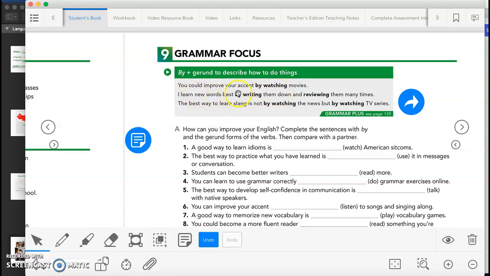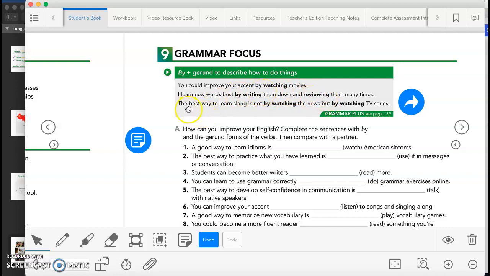For example, you could improve your accent by watching movies. I learn new words best by writing them down and reviewing them many times. As you can see, if I'm using gerund here, I'm also going to be using gerund here. So by writing them down and reviewing. By writing and reviewing. For example, I lost weight by exercising and eating good. So after by, all the verbs I'm using are going to be in gerund.